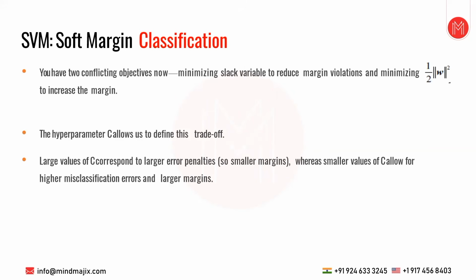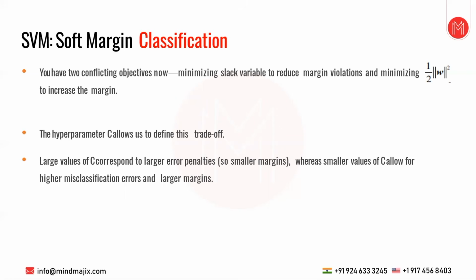Again, the same question is how to maximize the margin and how to minimize the error. You have two conflicting objectives: minimizing the slack variable to reduce margin violation, and minimizing one half W square to increase the margin. The hyperparameter C allows us to define the trade-off. Large values of C correspond to large error penalties, whereas smaller values of C allow for higher misclassification errors and larger margins. That's how we get an idea of how it works.